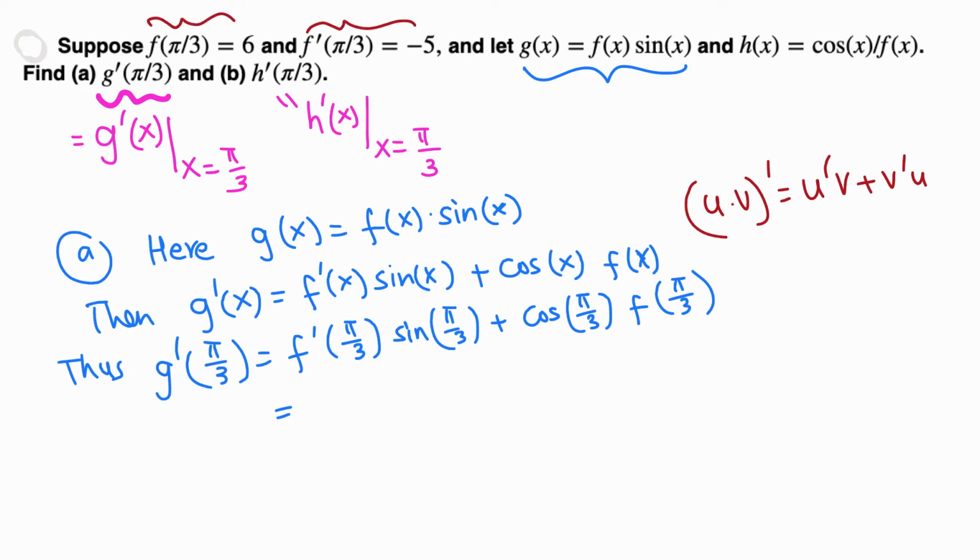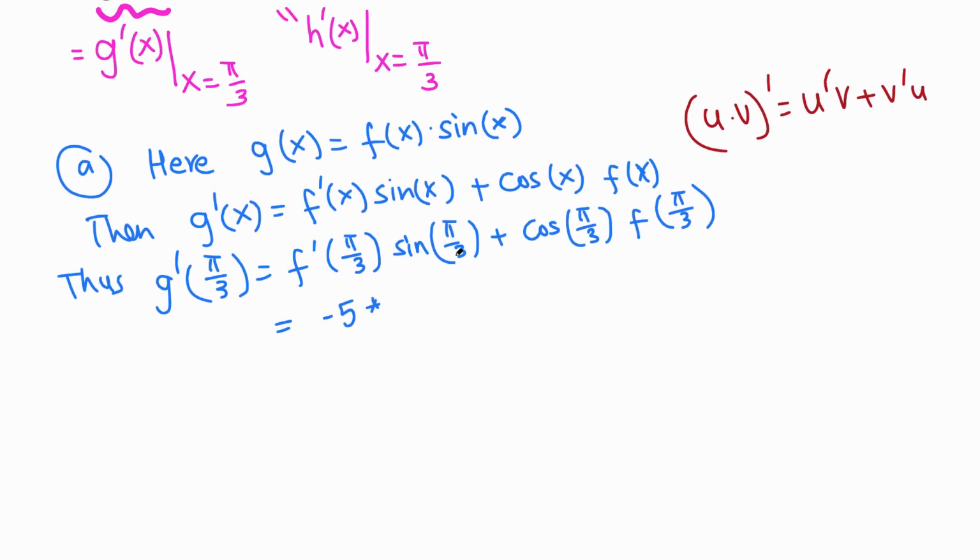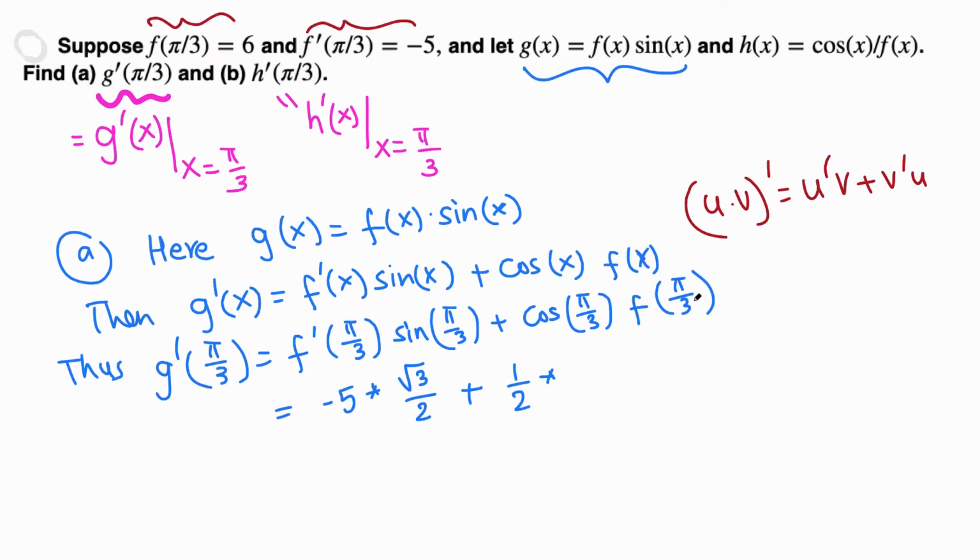So f prime pi over 3 is negative 5 times sine pi over 3. Pi over 3 is like 60 degrees, so you need to know the value of sine pi over 3. Sine 60, from the unit circle, is root 3 over 2, plus cosine 60. You can punch it in your calculator, it gives 1/2. And now we have f of pi over 3, that's given at the beginning. f of pi over 3 is 6.